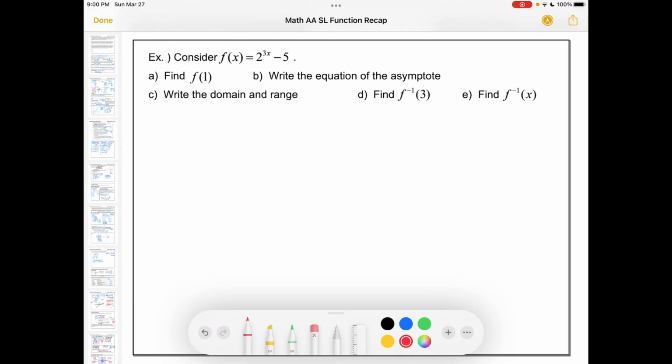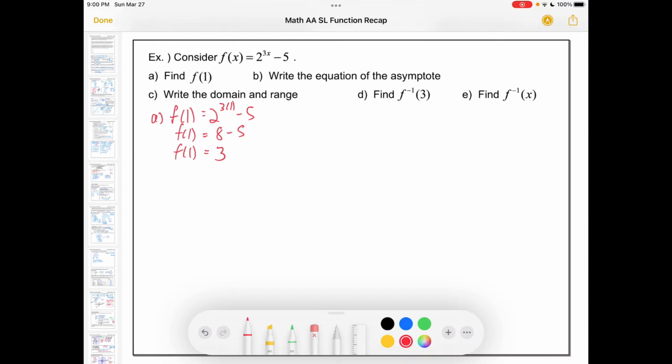So we're just going to play with a function here. f of x is 2 to the 3x minus 5. We're going to find f of 1. All right, no big deal. f of 1 would be 2 to the power of 3 times 1 minus 5, or 2 to the 3, that's 8, minus 5, or 3. So f of 1 equals 3.